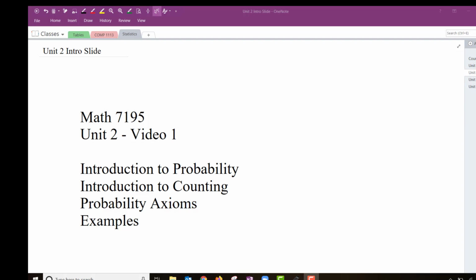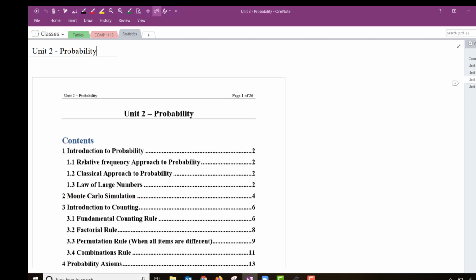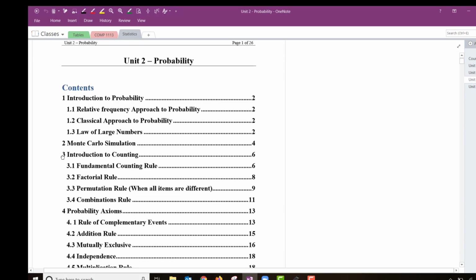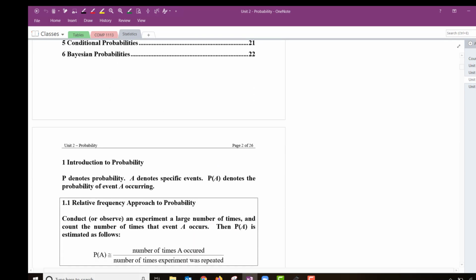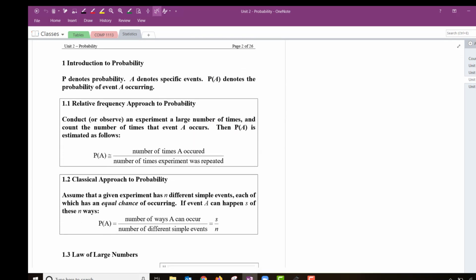Today we're going to be discussing the basics of probability, do a bit of counting, work on the probability axioms, and then we'll do a few examples. So I think we can just dive right in here to unit 2. We'll start out with an introduction to probability.